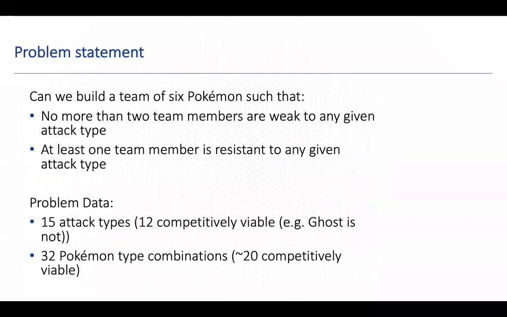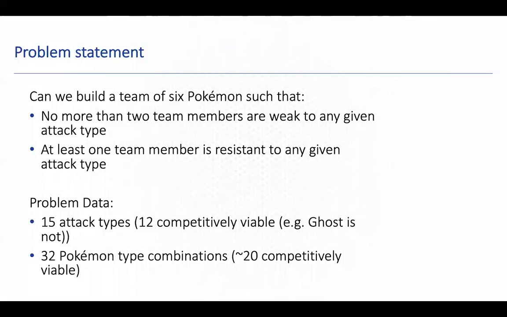And here's the statement of the problem that we wish to solve. Can we build a team of 6 Pokemon such that no more than 2 members are weak to a given attack type? That is, that the damage multiplier is bigger than 1. They sustain damage like that one I just showed you. Whereas at least 1 team member is resistant to any given attack type. So we want somebody on the team that's good. That is, the damage multiplier is less than 1 against any attack type.